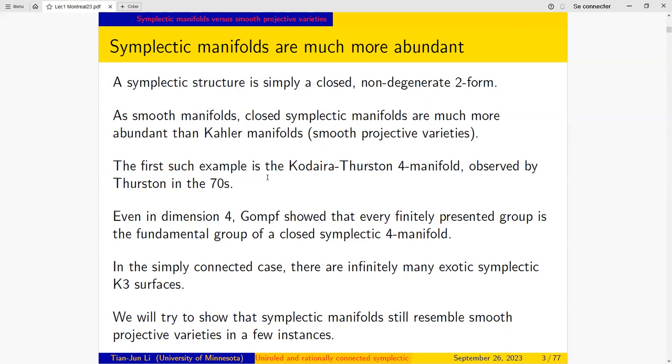People showed this striking result: every finitely presented group can be realized as the fundamental group of a symplectic manifold. So this is a clear contrast. Kähler surfaces have serious restrictions on their fundamental groups. And even in the simply connected case, there are many exotic symplectic copies. So there's really no chance to classify symplectic manifolds, even in dimension four.